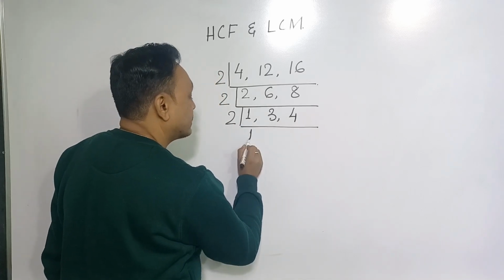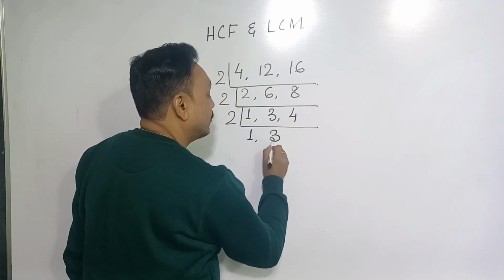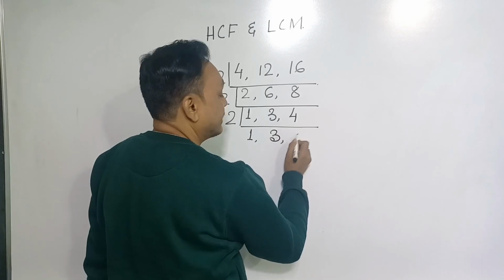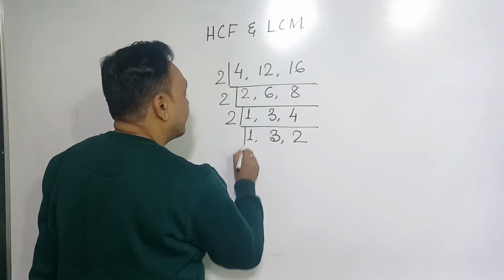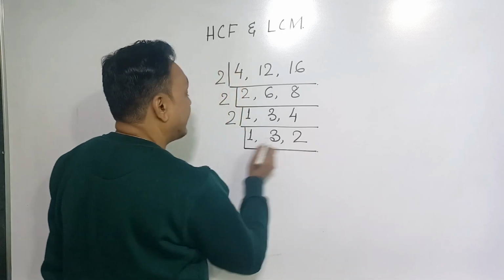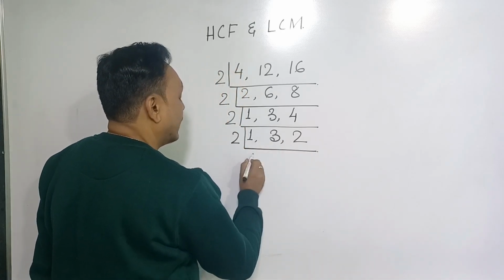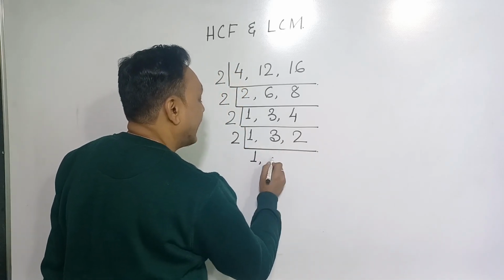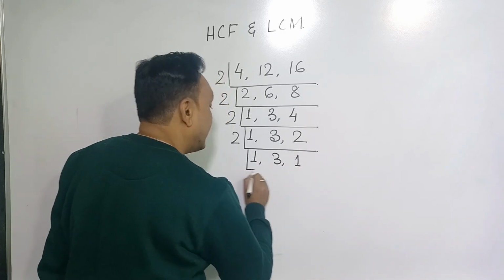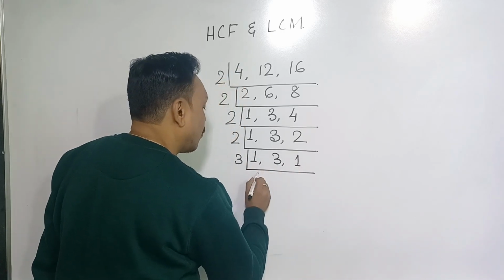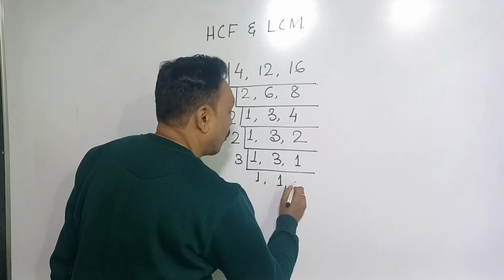So this is not possible, 3 is not divisible by 2. Then 4 is divisible by 2, that is 2 2s are 4. Right? Now, again I will divide by 2. That is 1, 3, 1. Now we'll divide by 3. So it is 1, 1, 1.